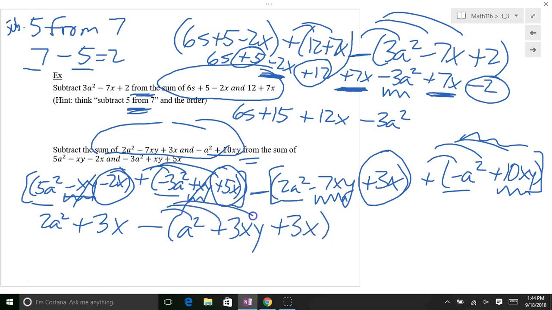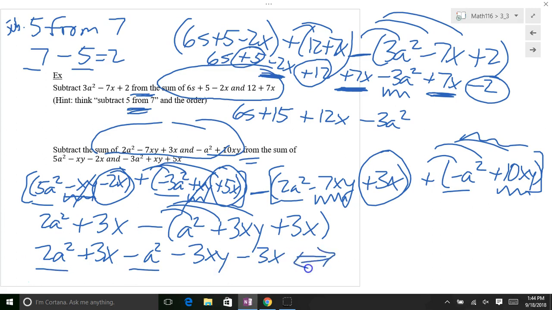Go ahead and distribute that. I've got 2a squared plus 3x minus a squared minus 3xy minus 3x. 2a squared minus a squared gives us 1a squared. I've got a 3x minus 3x, that's gone, and I finally got a minus 3xy. So a squared minus 3xy is the answer.